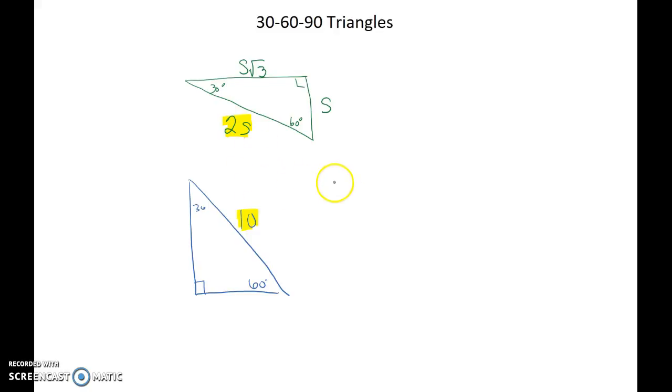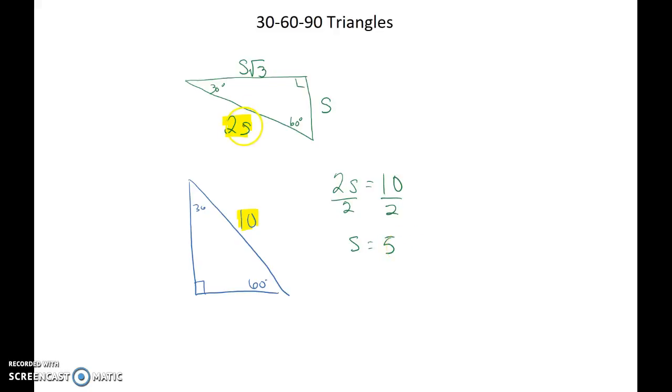So when I go to set up an equation, 2s has to equal 10. Those are in the same spot, so I set them equal. Now, how do I find s? Well, do it in your head or do it on paper, but either way you're going to get s is 5.